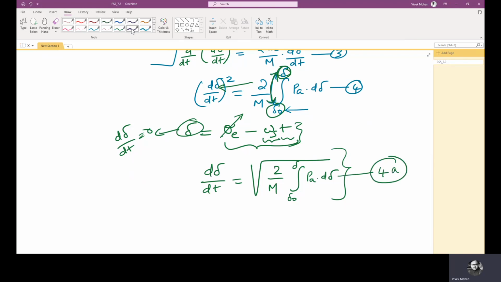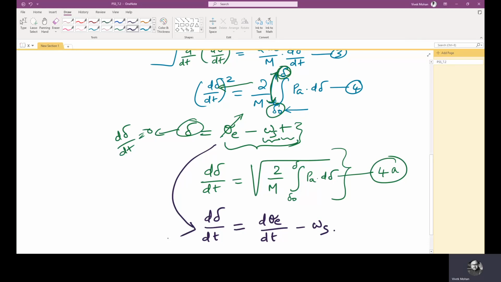Now we will move on to the next equation, where dδ/dt can be written as dδ/dt equals dθe/dt minus ωs. From here, we have already seen that δ equals θe minus ωs into t. So we differentiate that equation: dδ/dt equals dθe/dt minus ωs. Now let this be equation 4b.